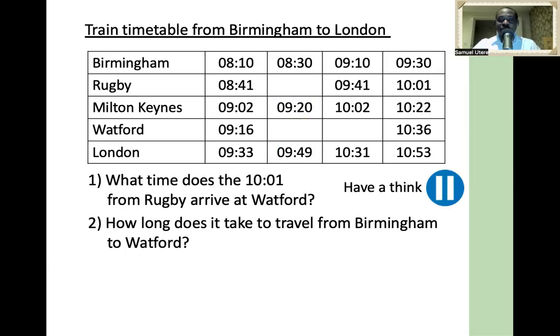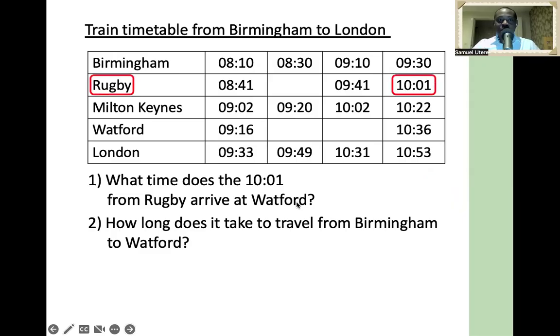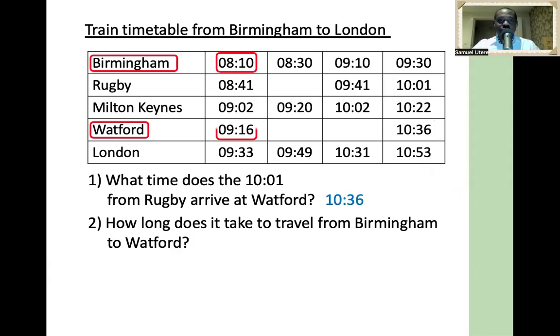Right. Let's have a think of some of the things we can do with our understanding of how train timetables work. What time does the 10:01 from Rugby arrive at Watford? So again, you go to the table, 10:01 at Rugby, it arrives at Watford at 10:36. And that's our answer. How long does it take to travel from Birmingham to Watford? You go to your table. So from Birmingham to Watford, from 8:10 to 9:16.